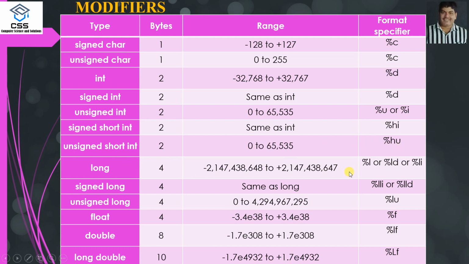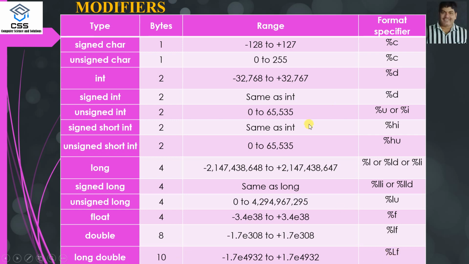For long integer, %l, %ld or %li. For signed long, %lli or %lld. Unsigned long, %lu. For float, the format string is %f. For double, the format string is %lf. For long double, %Lf.